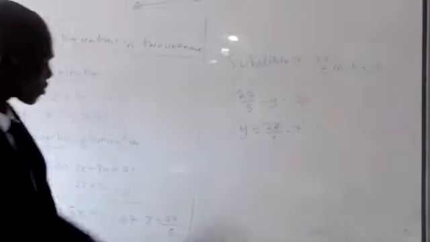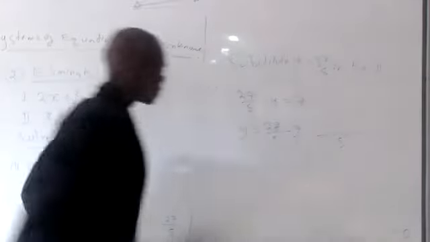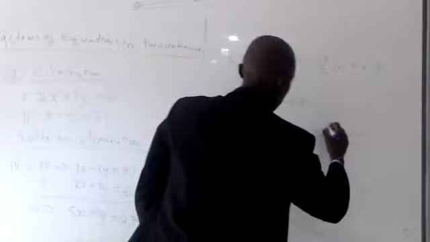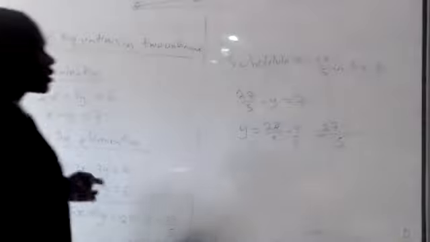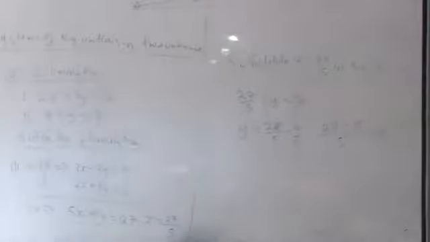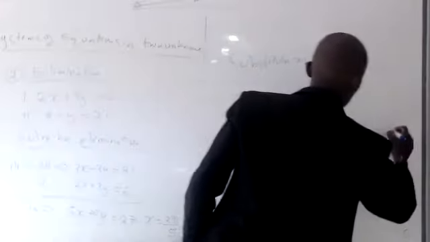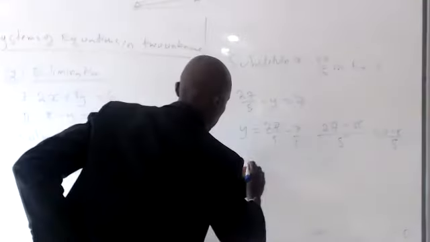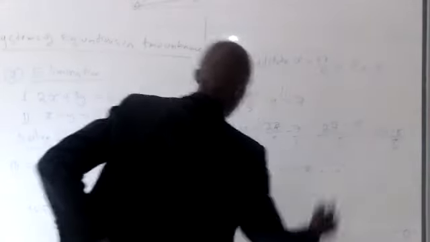From this, now the LCM of 5 and 1 is simply 5. So 5 into 5, 1, 27, minus 1 goes into 5 times, so 5 times 7 is 35. And what's 27 minus 35? Negative 8. Minus 8 divided by 5. So let us see. x is 27 over 5. y is minus 8 over 5.